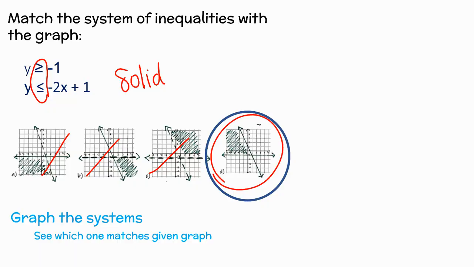So what I would advise doing first when you're presented with these questions is eliminate. That way you're not graphing four or more systems of inequalities and taking a lot of time on it. So eliminate your answer choices and then graph if you need to.